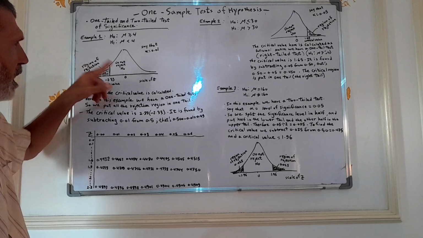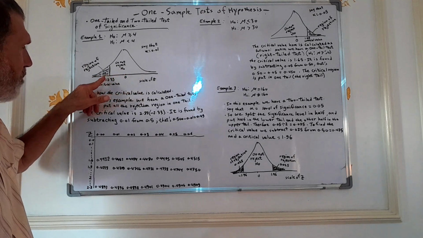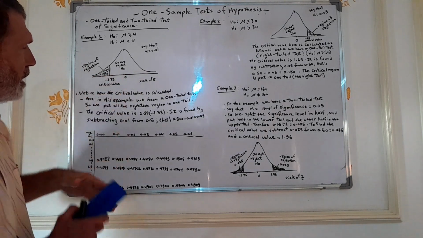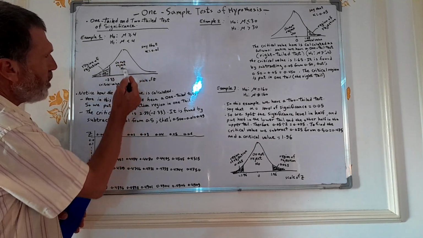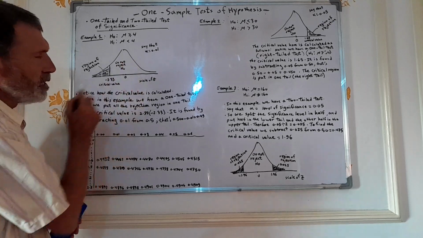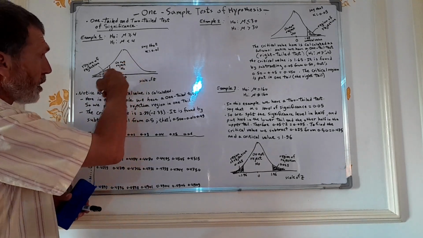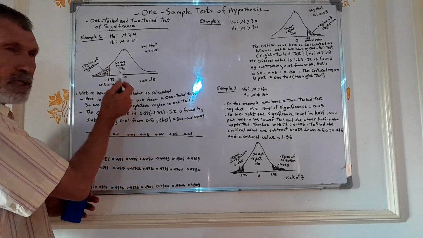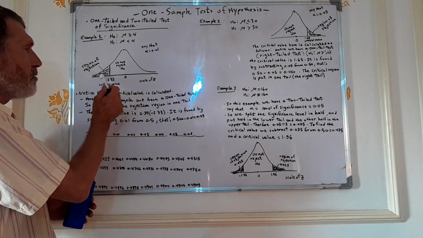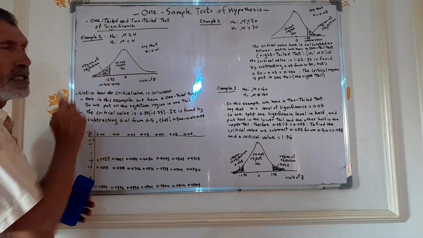tail. We have the upper tail and we have the lower tail. The upper tail is the one in the upper half of this curve, and the lower tail is in the left half of the curve.